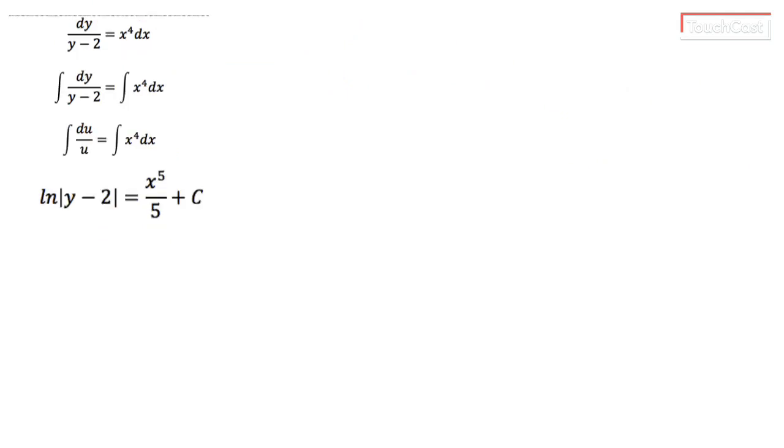All right, to undo natural logs, we exponentiate both sides. So I'm going to make both sides the exponents on a base of e. So I have e to the natural log of the absolute value of y minus 2 is equal to e to the x to the fifth over 5 plus c. But that e to the x to the fifth over 5 plus c, I'm going to rewrite as e to the x to the fifth over 5 times e to the c. And then e to the c is just some constant raised to some constant. I'm going to replace it with a new constant, which we typically call A.